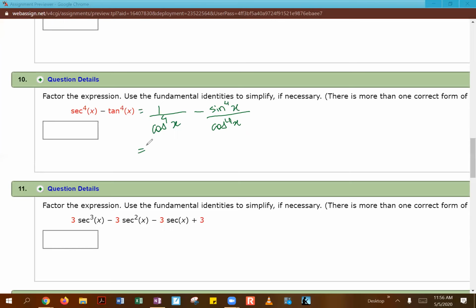That's a good start. And then they already have the same denominator, so you could do 1 minus cosine to the fourth, or 1 minus sine to the fourth power over cosine to the fourth power. Okay, there we go. And then 1 minus sine to the fourth power, is that just cosine to the fourth power again? Would that be what that is?